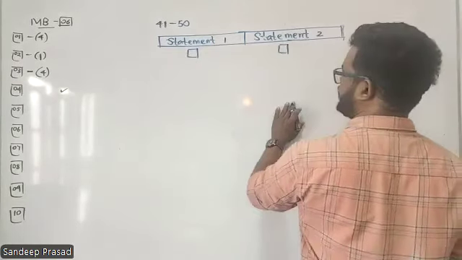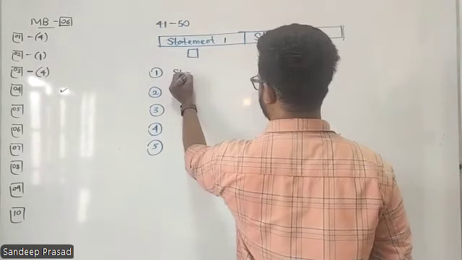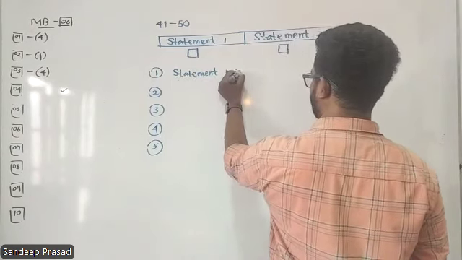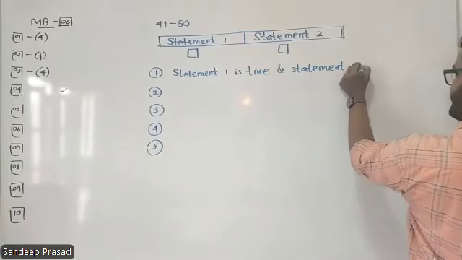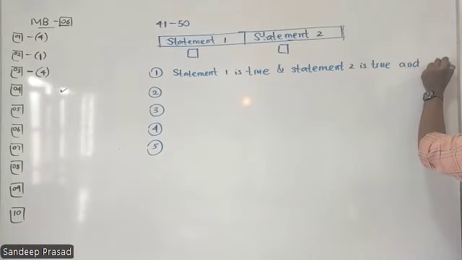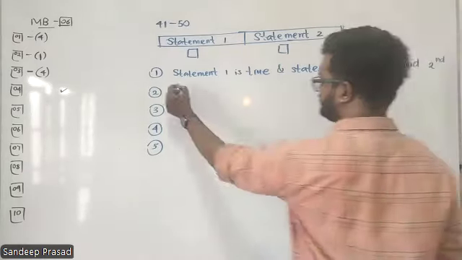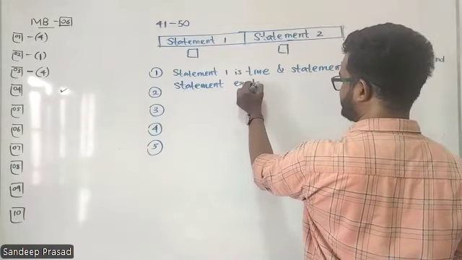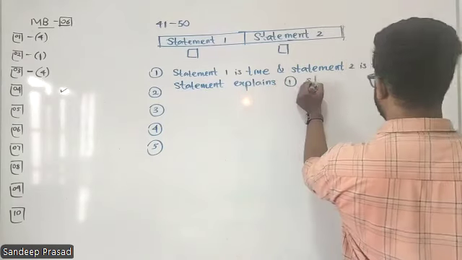Now, 1, 2, 3, 4. We have 4 options, 5 options. So the first one you have to choose is: statement number 1 is correct, statement number 1 is true, and statement 2 is also true, and the second statement explains the first statement.